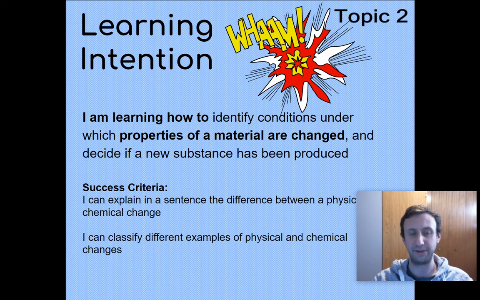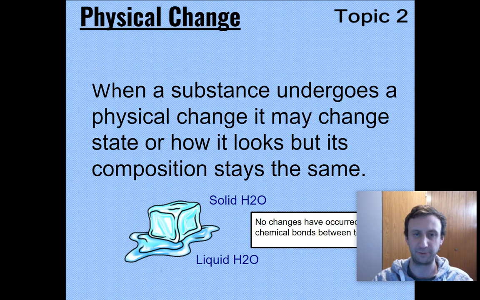All right, next thing we're going to talk about, very closely related: I am learning how to identify conditions under which properties of a material are changed and decide if a new substance has been produced. So success criteria: I can explain in a sentence the difference between a physical and chemical change, and I can classify different examples of physical and chemical changes. This is so similar to physical and chemical properties.